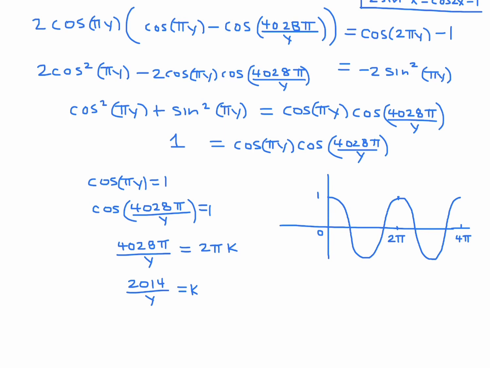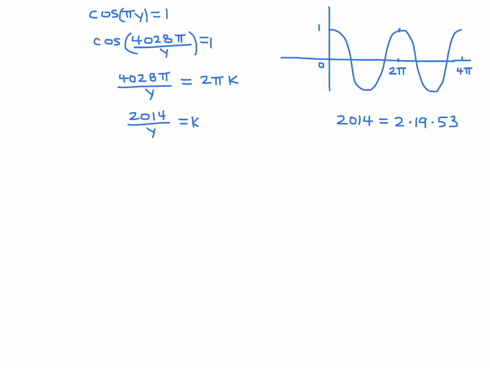So now that basically means that y is some divisor of 2014. What are the divisors of 2014? Well, 2014 is 2 times 19 times 53. So y can be any divisor of 2014, so that's going to be 1, 2, 19, 53, 38, 106, 19 times 53, or 2 times 19 times 53, right?